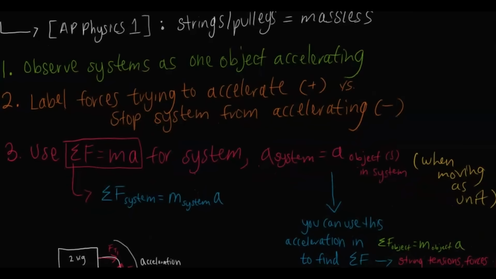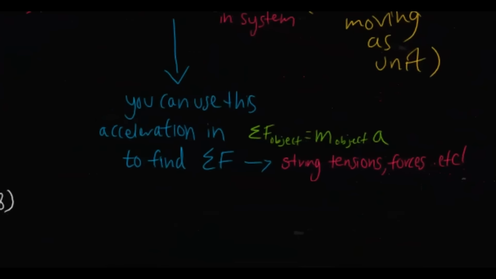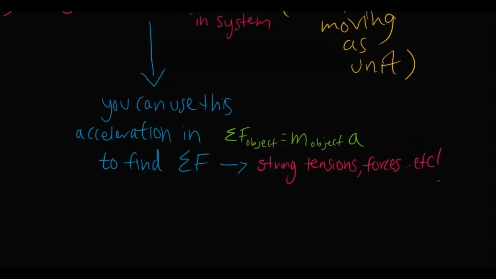And you also want to use sum of all the forces equals ma for the system, because in most cases when the entire system is moving as a unit, the acceleration of the system is equivalent to the acceleration of an object in the system. So once you find the acceleration of the system, you can use net force equals ma, Newton's second law, for the object: sum of the forces on the object equals the mass of the object times acceleration, in order to find string tensions, other forces acting on the object, etc.